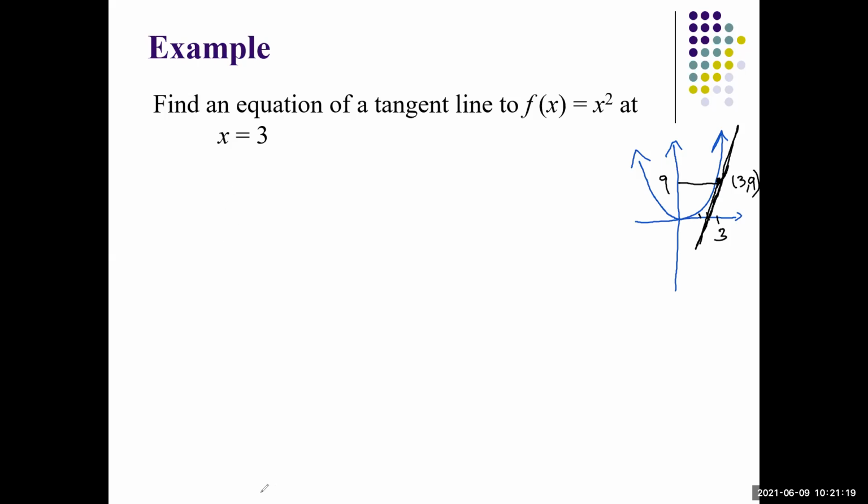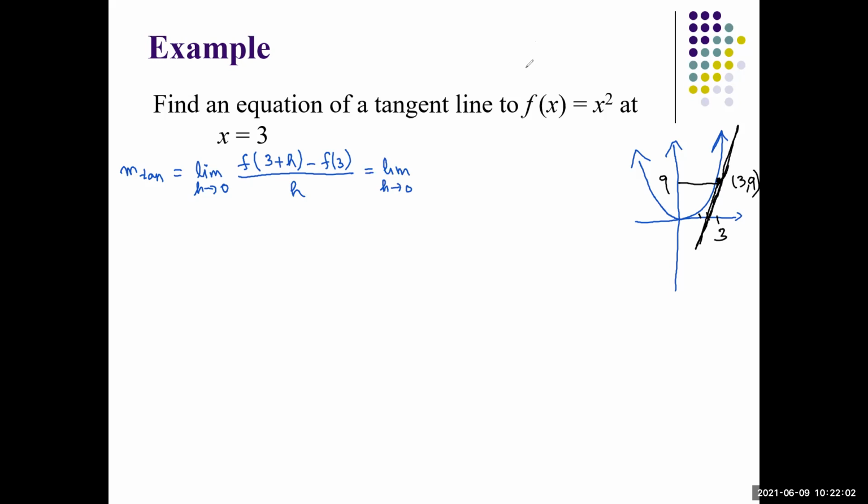Look at the formula. This is what we have. The slope of the tangent line is the limit as h approaches 0 of f of a. Again, a is 3, so it will be f of 3 plus h minus f of 3 over h. So you actually just need to do this limit. In the numerator, we have f of 3 plus h minus f of 3.